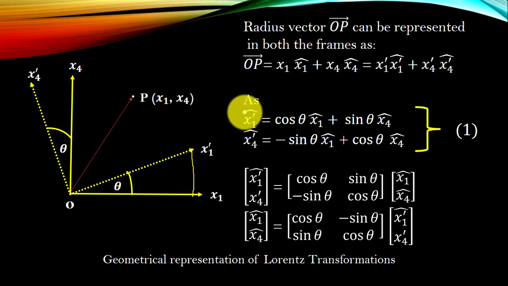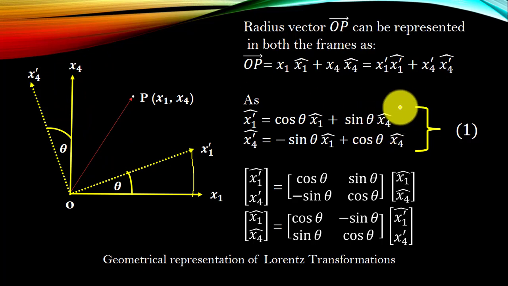So what I am writing, because the magnitude of this vector is not defined to us, I am taking a unit vector, so I am taking 1 here. So x1 prime cap will be equal to, this component along x1 will be cos theta, magnitude unit vector along this direction will be x1 cap, and its component along this direction x4 will be sin theta, magnitude x4 cap.